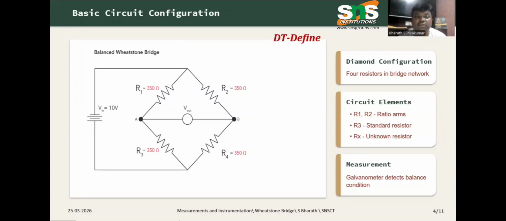You can see the Wheatstone's bridge, which is balanced: 4 resistances connected to a source of 10 volts. When all 4 resistances R1, R2, R3, and R4 are equal, that is 350 ohms, it is said to be a balanced system. That is called a balanced Wheatstone's bridge. This is also called a diamond configuration. The galvanometer detects the balance condition, and whenever it reads 0, we can measure the value. But a bridge will not always be in a balanced condition. We have to make the bridge balanced by changing a known value of resistance to find the unknown value of resistance.